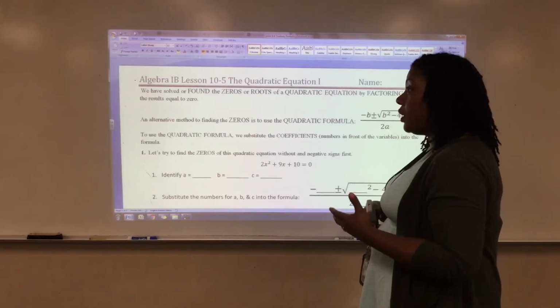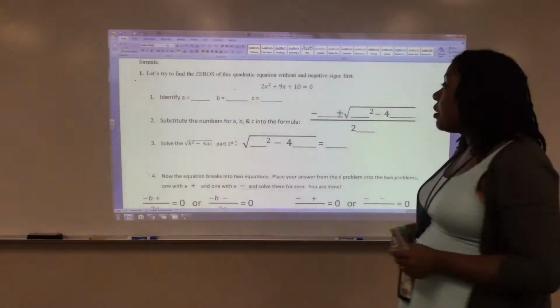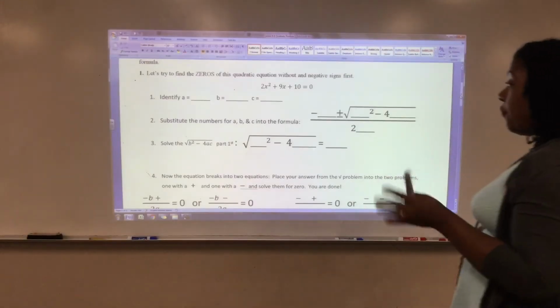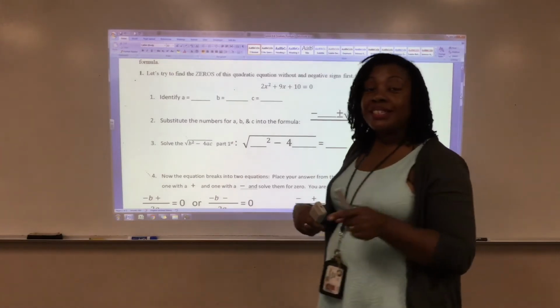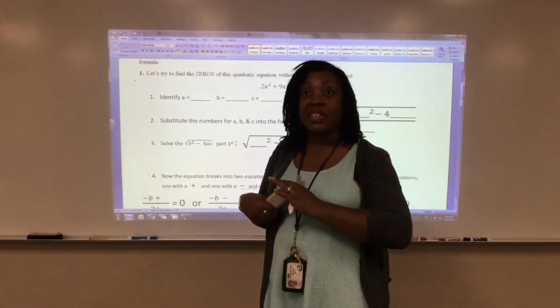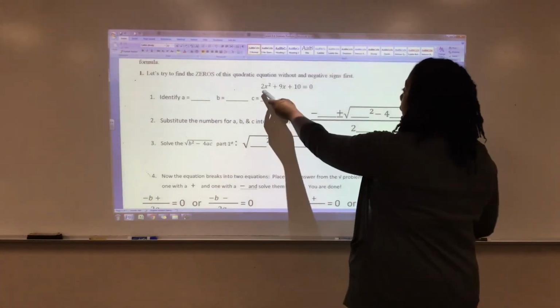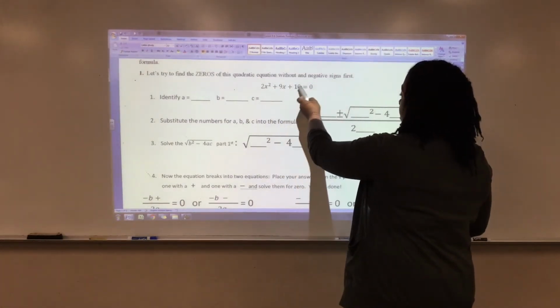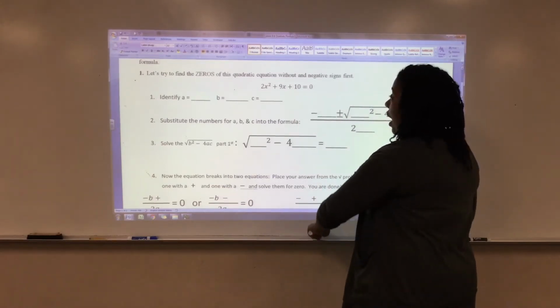And then if you have any questions, you can always go back and rewind this video, or you can ask me in class. So we have 4 steps. Step 1 is to identify A, B, and C. A, B, and C has not changed from when we dealt with polynomials first semester or factoring. A is still in front of x squared, B is in front of x, and C is the number without a variable.